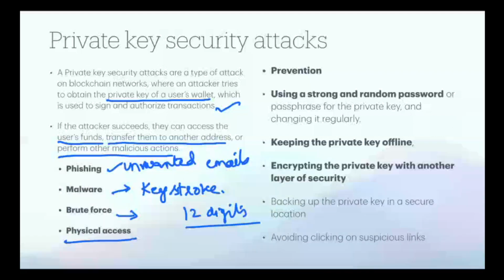Physical access is something like somebody stealing your password from your wallet, or somebody having access to your computer, or to your mobile phone where you store the private key of your blockchain, and they may be able to steal it. So in those cases, this private key can be attacked.